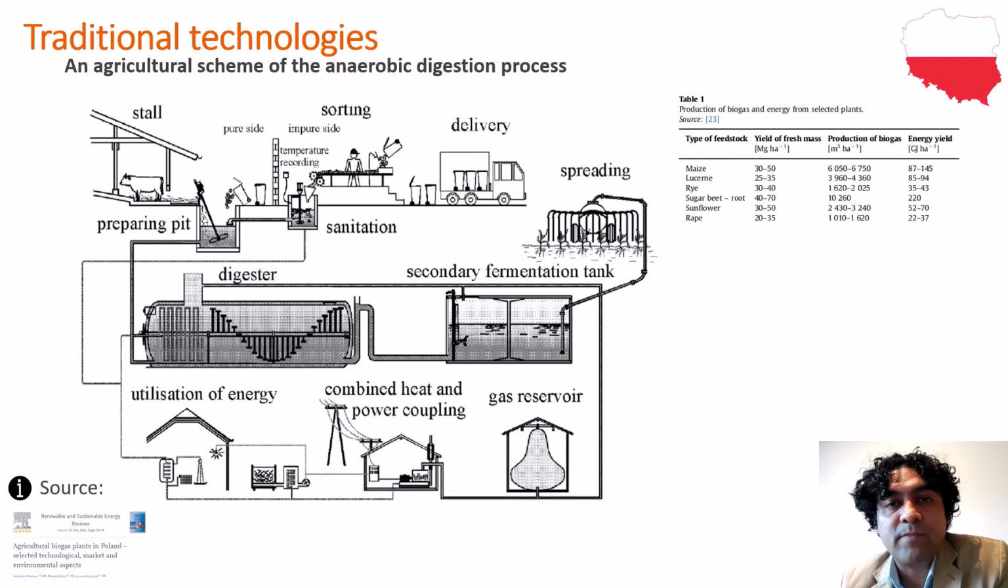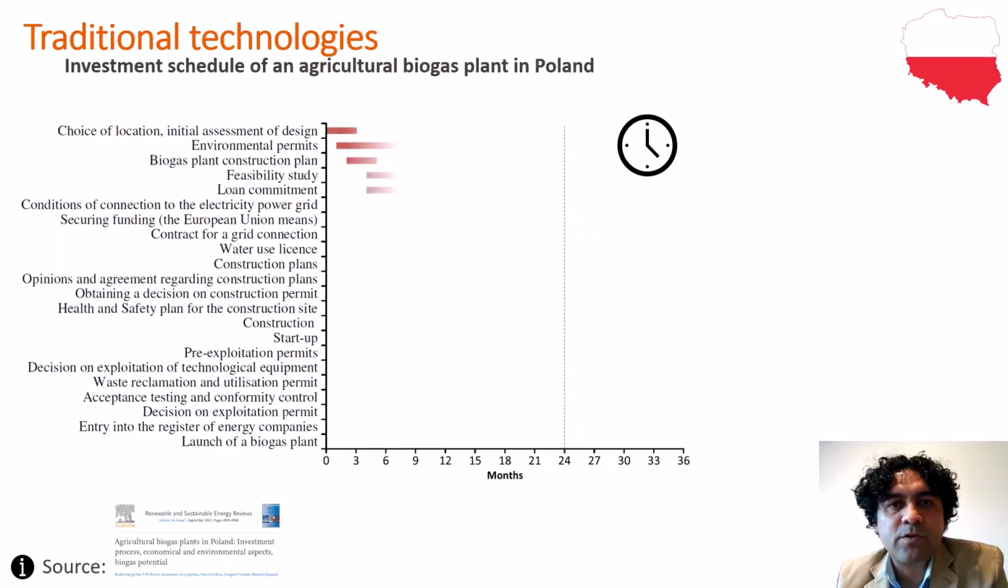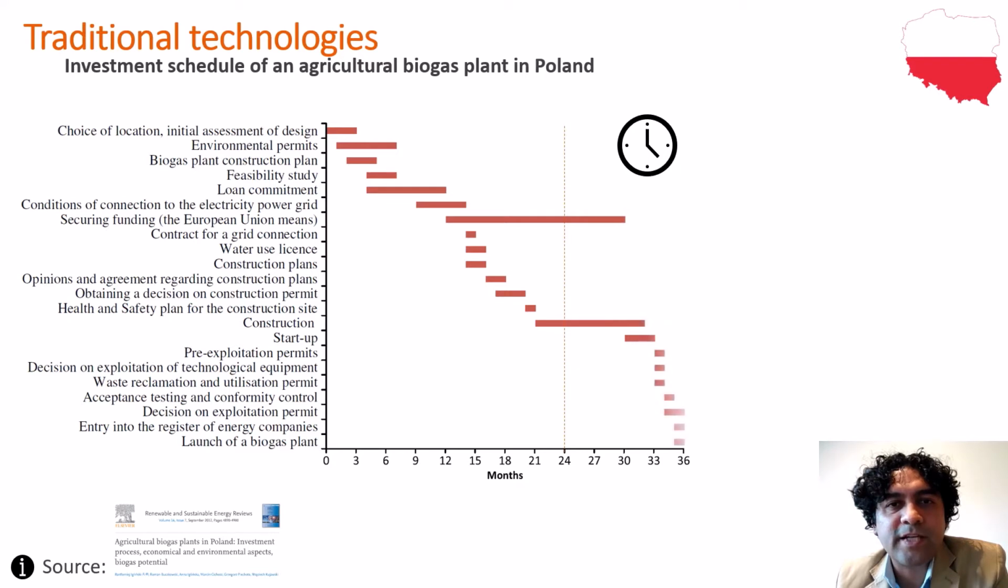The production of biogas and energy is presented in Table 1. Mainly plant species with a high biomass productivity per unit are suitable for cultivation for energy purposes. The investment process of an agricultural biogas plant in this example of Poland is shown in this Gantt chart. The time needed to prepare the project documentation, to obtain decisions and permits and to finalize the contract was about 2 years. Another year is needed for the project implementation as well as biogas plant startup.